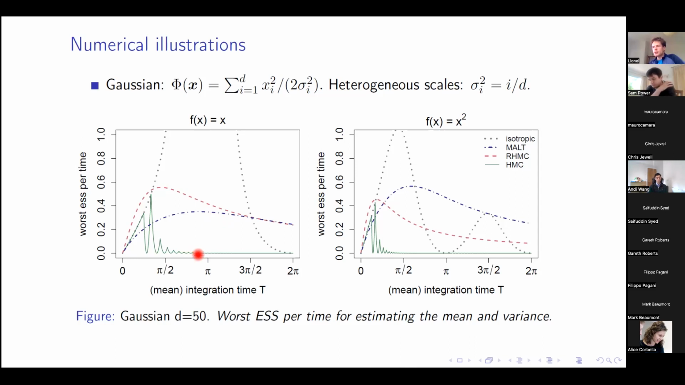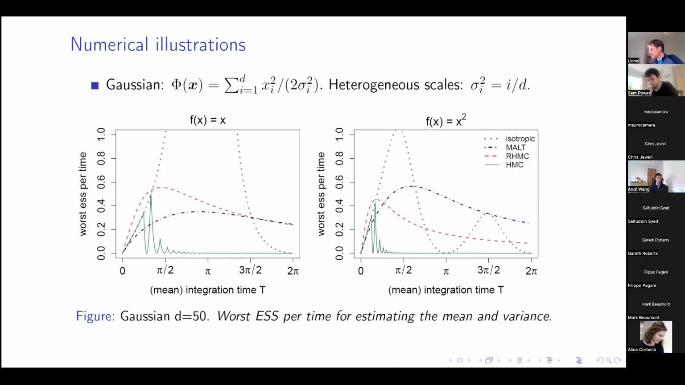Though there are some discrepancies when estimating the mean or when estimating the variance, right? When estimating the mean, randomization seems to perform better in terms of ESS than MOLT, whereas this order is reversed. MOLT seems to perform better than randomized HMC for estimating the square.